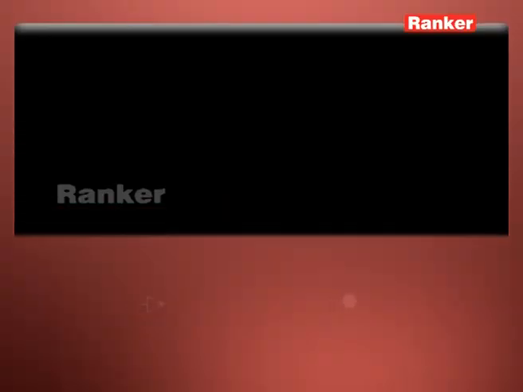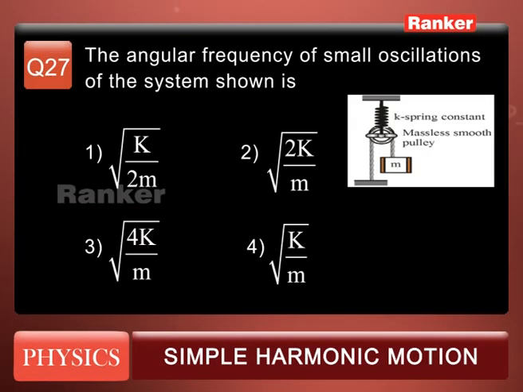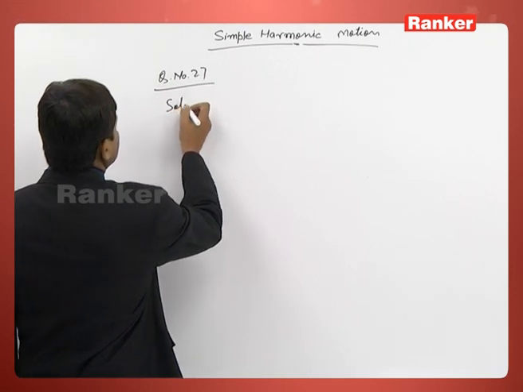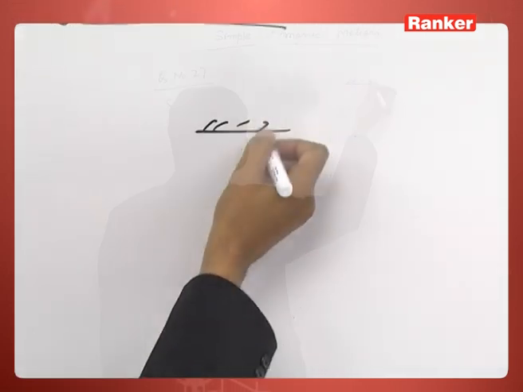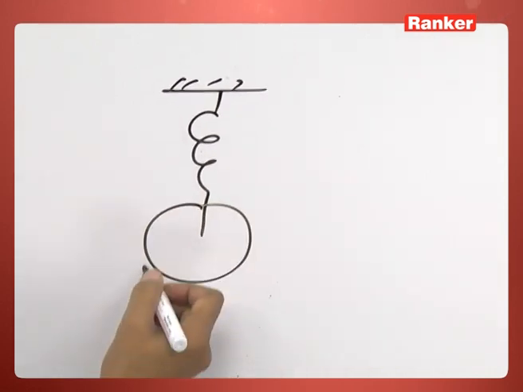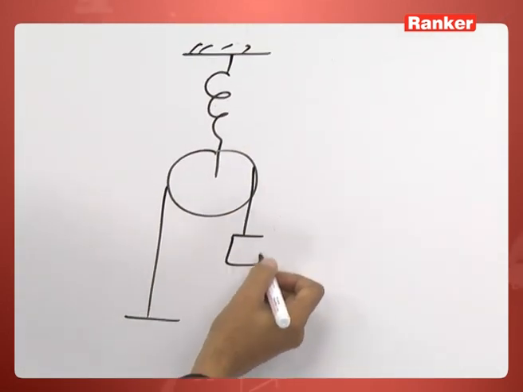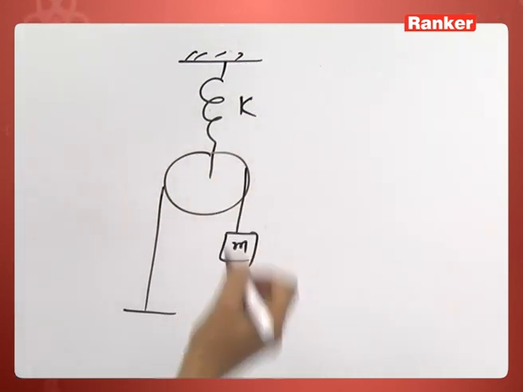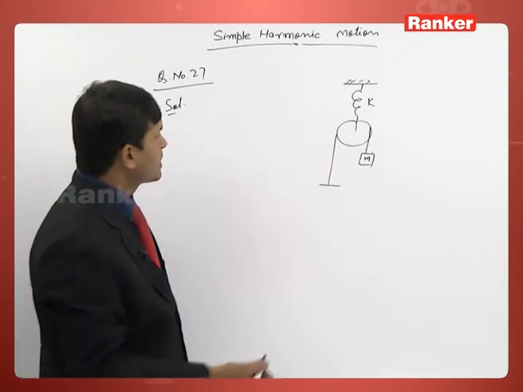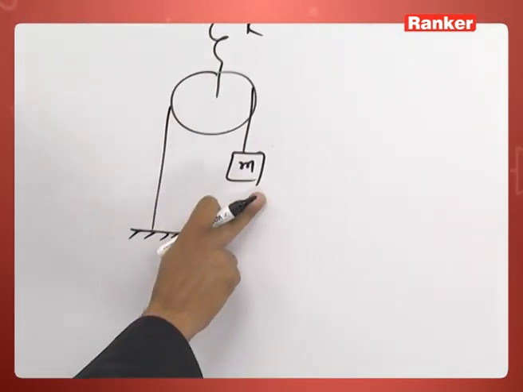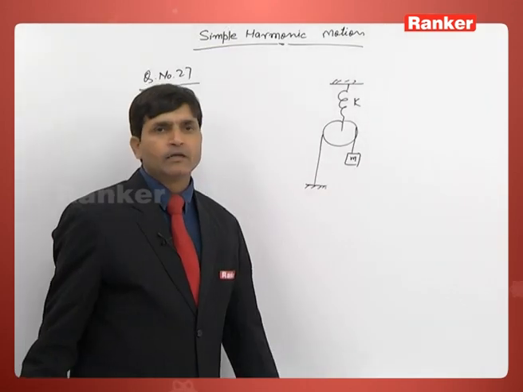Question number 27. The angular frequency of a small oscillation of the system shown is: the first option root over k by 4m, second option root over 2k by m, third option root over 4k by m, and the fourth option root over k by m. Our system is given like this. In the system, one spring is given and another mass like this. Spring has force constant k and mass is m. Now, if the mass is slightly displaced, you have to find the time period of oscillation.